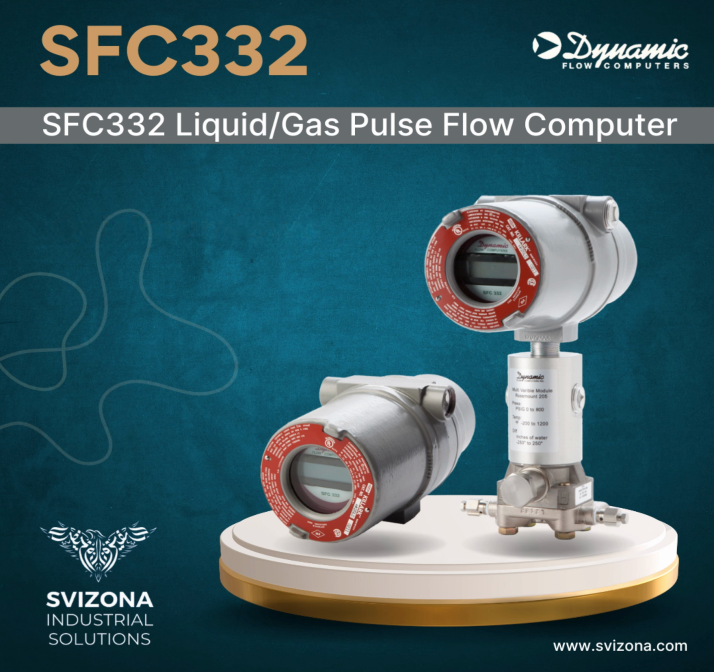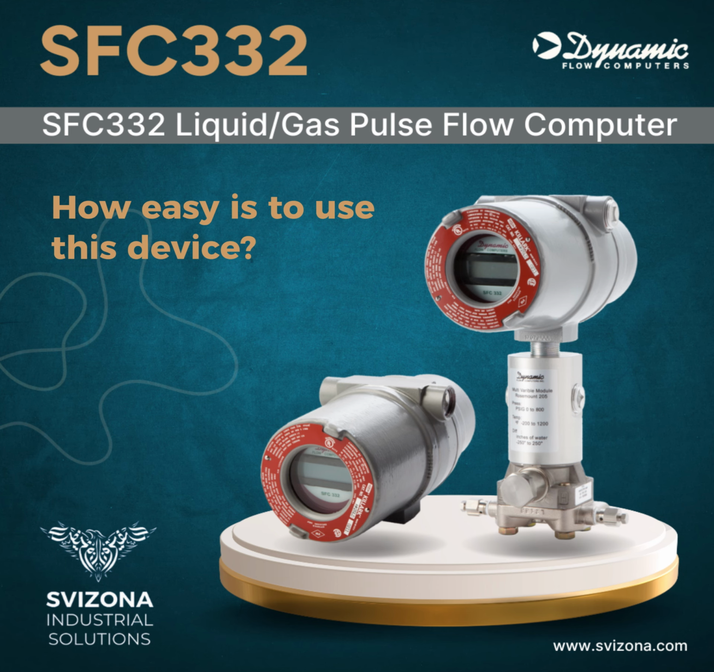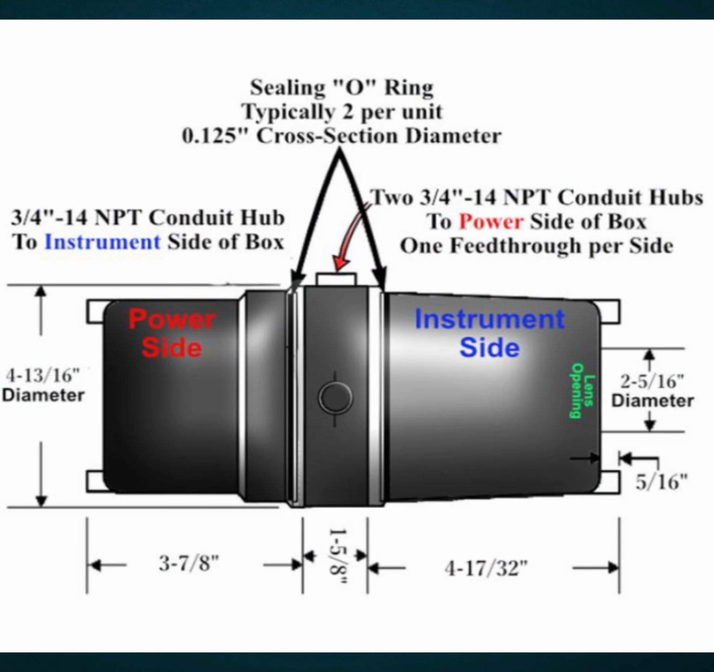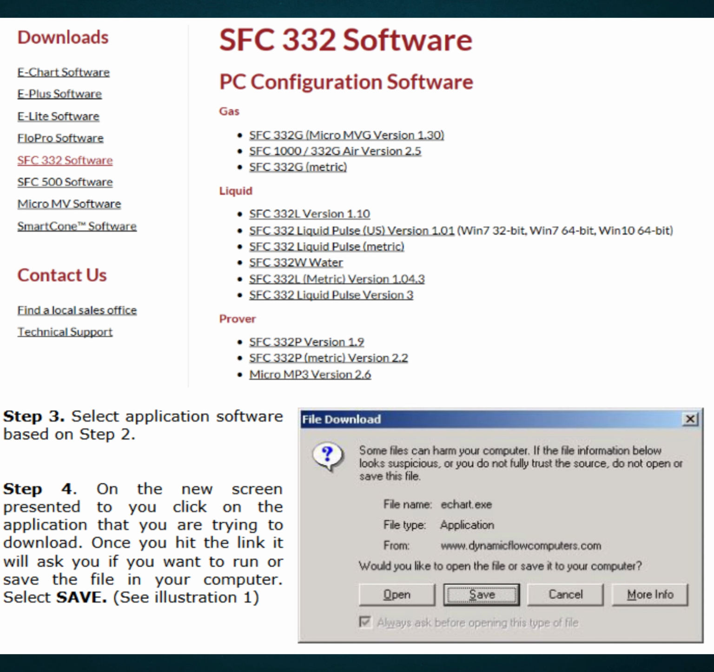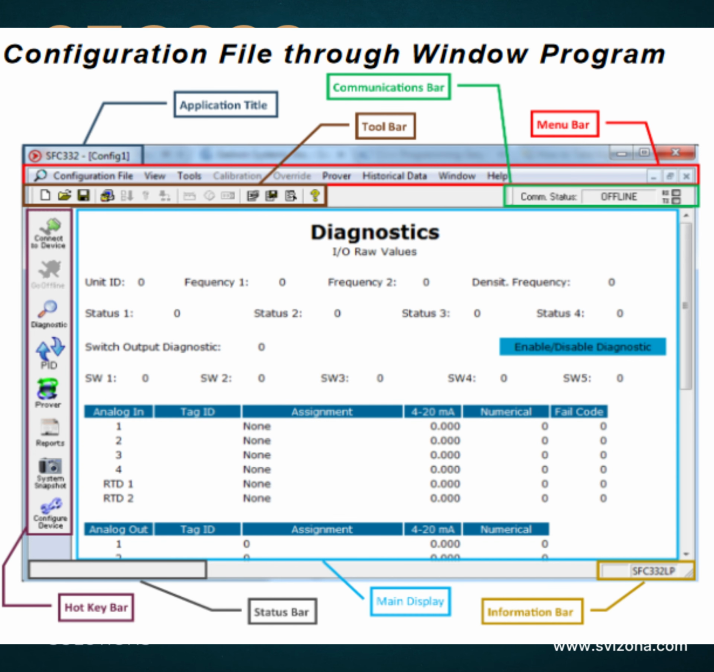Okay, so we know it's really good at what it does. But what about everyday use? How easy is this thing to actually use? Well, that's one of the great things about the SFC332, it's designed with the user in mind. It has a very user-friendly interface, both on the device itself and through the software that comes with it. So you can either interact directly with the device or use the software. Exactly. The software is kind of like your command center. You can control everything from configuration to reports. So it's almost like having a remote control for your flow measurements. Yeah, you can think of it that way.